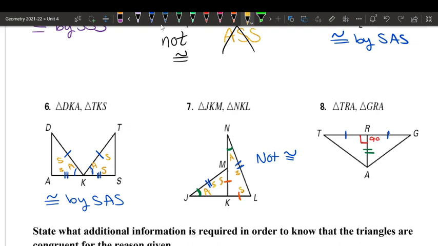So now we'll label the pieces. There's a side, there's a side, there's an angle. There's a side, there's a side, there's an angle. And then when we go to read it, side, angle, side, and we didn't skip any pieces. So this is the side, angle, side postulate. So these are congruent. This is congruent by SAS, side, angle, side.